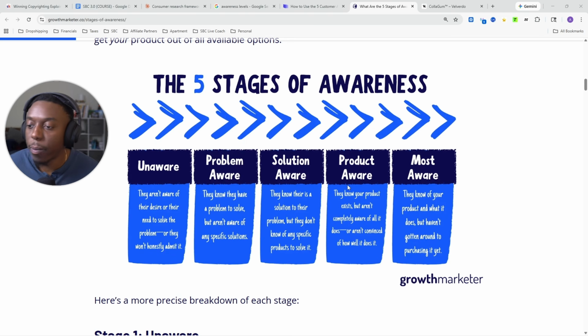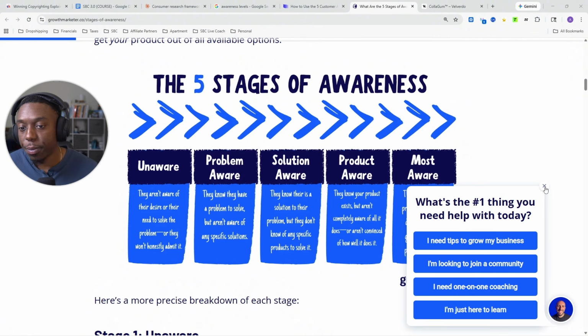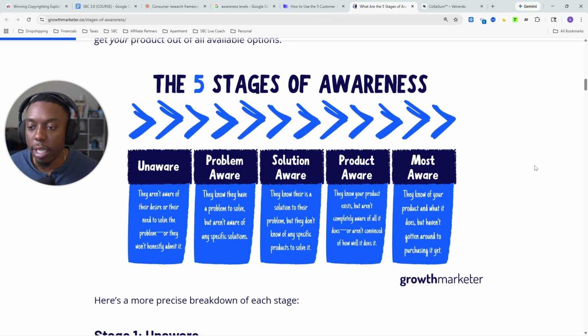Then there's problem aware. They know they have a problem to solve, but aren't aware of any specific solutions. There's solution aware. They know there is a solution to their problem, but they don't know of any specific products to solve it. There's product aware, which is they know your product exists, but aren't completely aware of it all or how it works. And then most aware, where these people basically know of your product and what it does, but haven't gotten around to purchasing it.